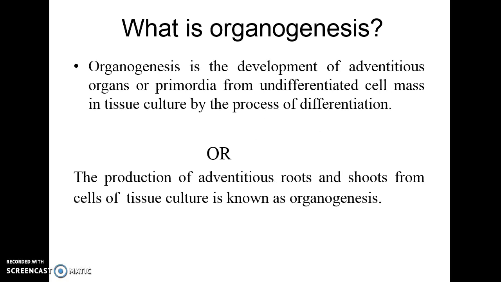You can define organogenesis as the development of adventitious organs or primordia from the undifferentiated cell mass in tissue culture, that means callus, and that is done by the process of differentiation, or the production of adventitious roots and shoots from the cells of the tissue culture, that is known as organogenesis.